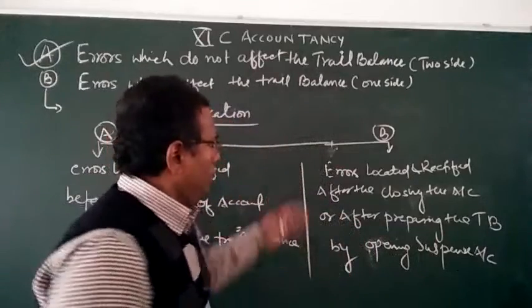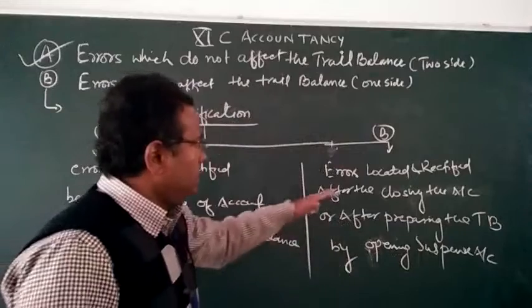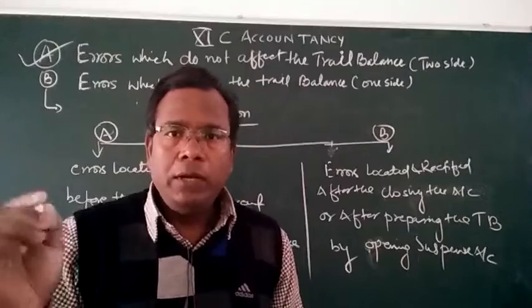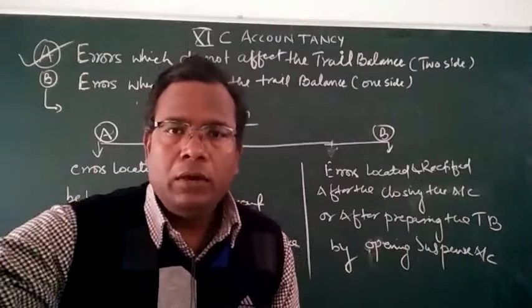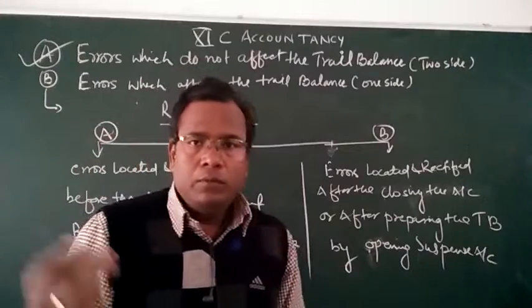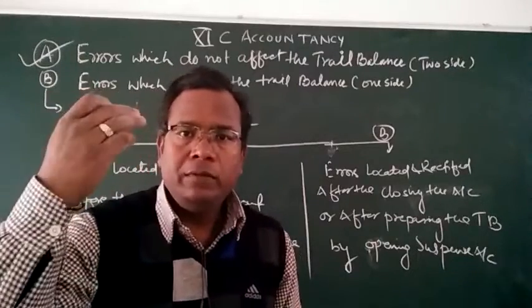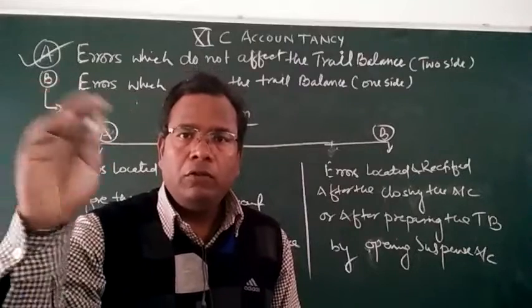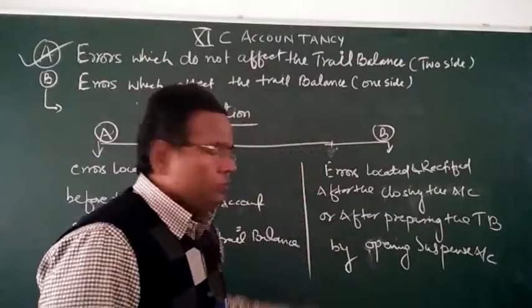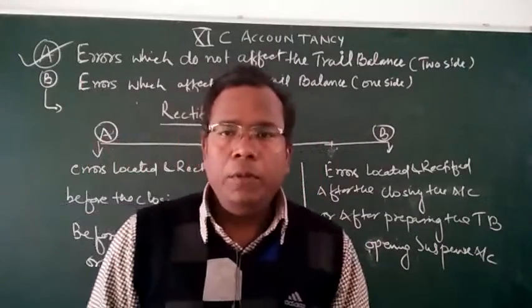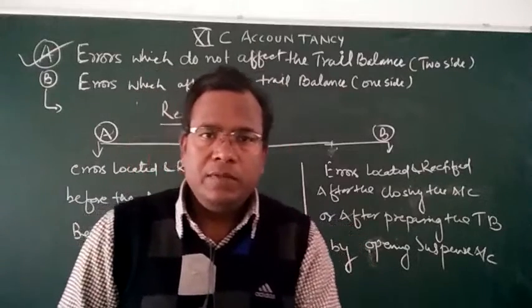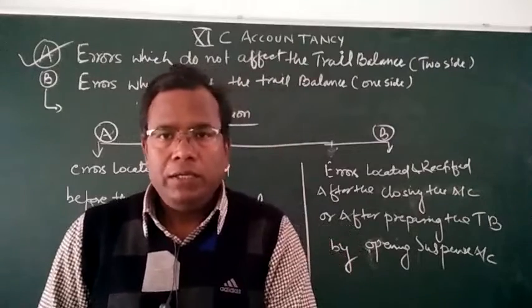In the second way, errors located and rectified after the closing of the accounts. We find out the errors after the closing of the accounts, because all the books of account have been closed, and the financial statements also have been prepared. So what should the procedure be to rectify? In this case, we have to prepare the suspense account. We have to open an account that is known as the suspense account to rectify those types of errors.